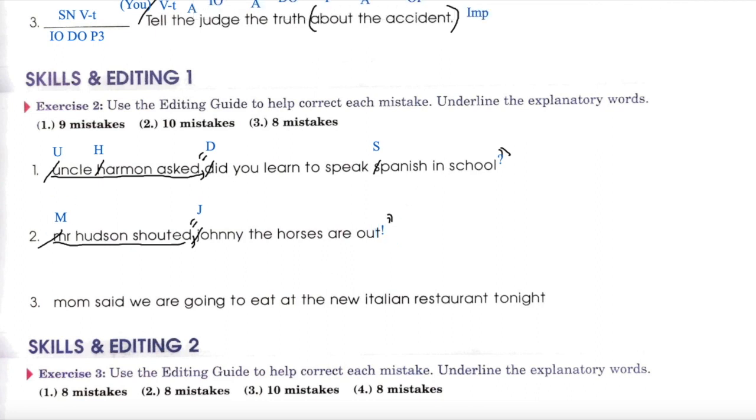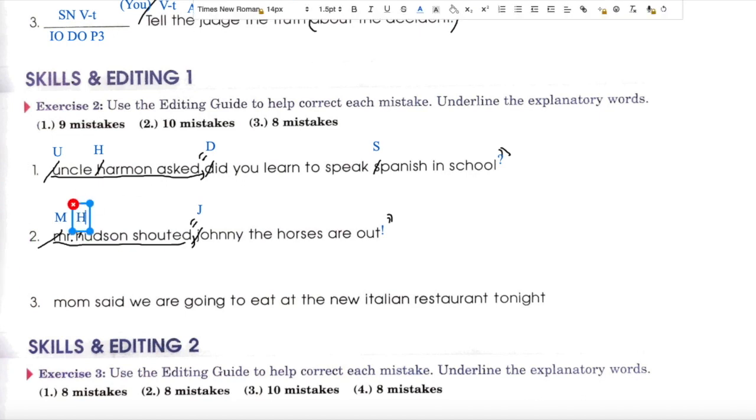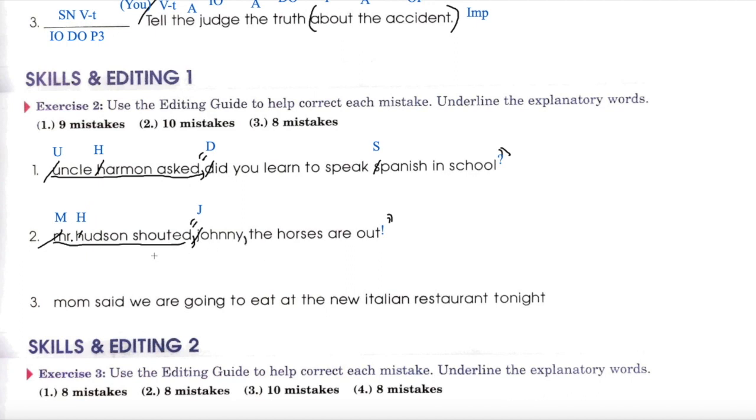And let's check for any other errors. Mr. Hudson, we need a period here. And then we need to capitalize Hudson. It's a proper noun. Johnny, we already capitalized. We're directly speaking to Johnny, so we have to set off that name with a comma. All right, let's count our mistakes. We should have 10. 1, 2, 3, 4, 5, 6, 7, 8, 9, 10. Okay, we have them all.